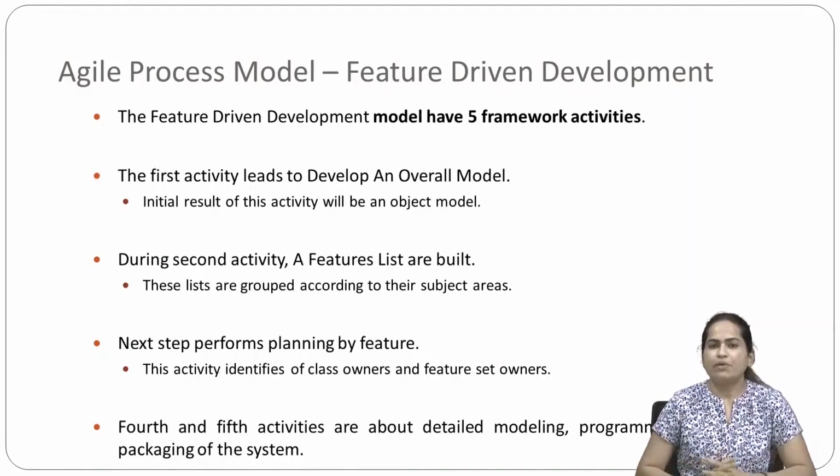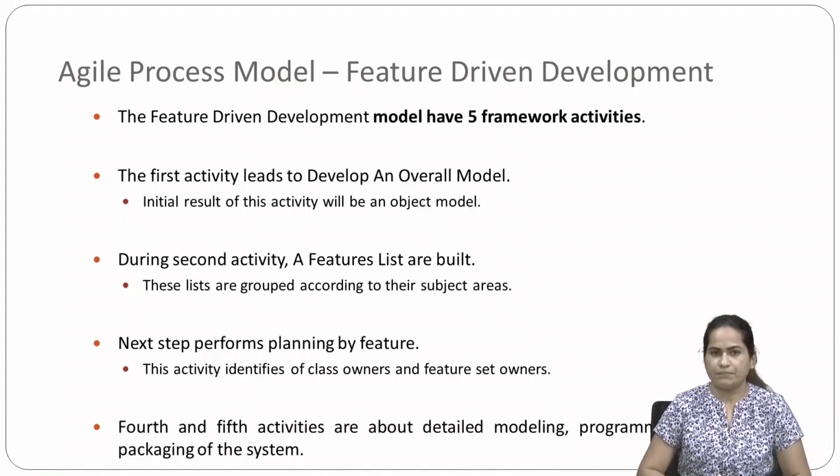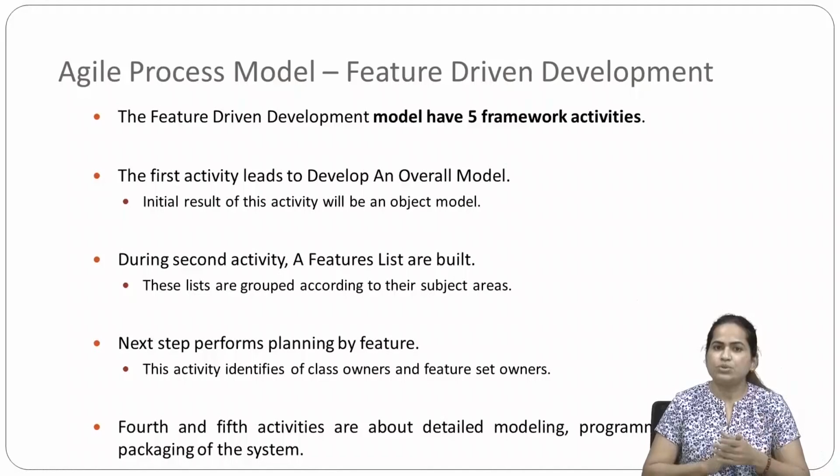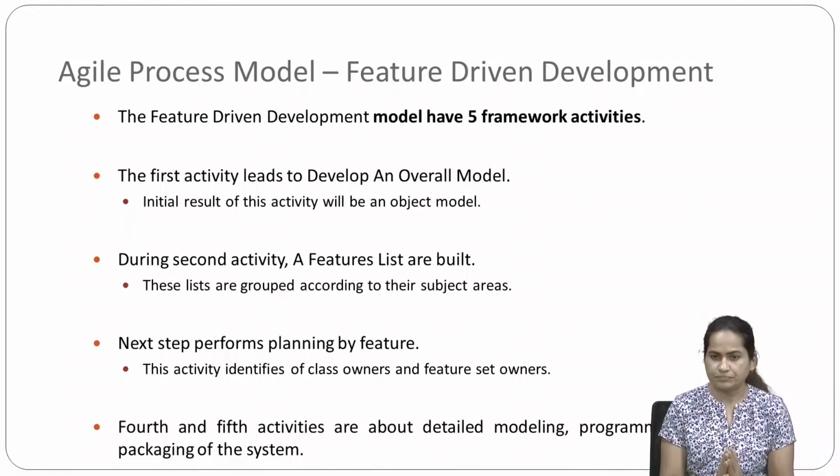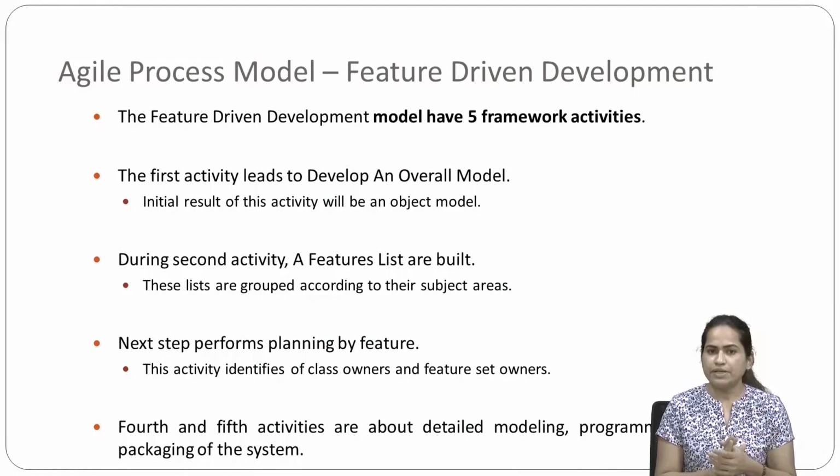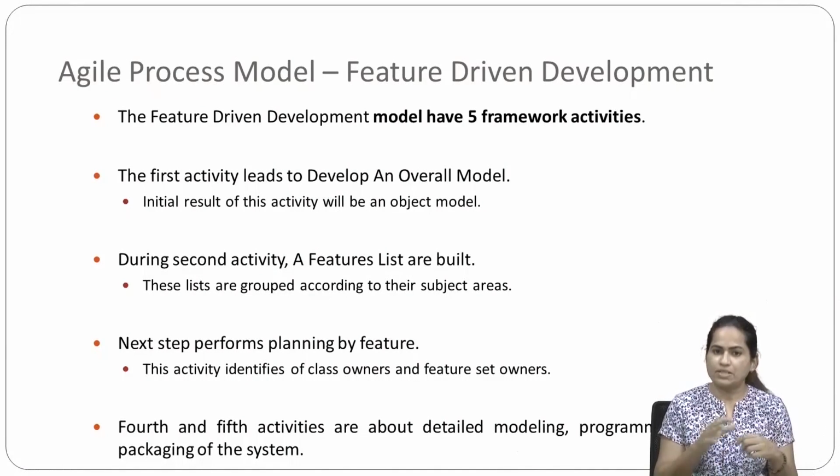This feature driven development model has 5 framework activities. The first activity leads to development of an overall model. You can say the initial result of this activity will be an object model. Second, during the second activity a features list is built. These lists are grouped according to their subject areas. Third, the next step performs planning by feature. This activity identifies class owners and feature set owners.